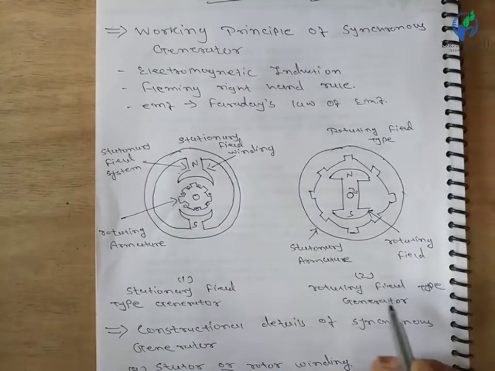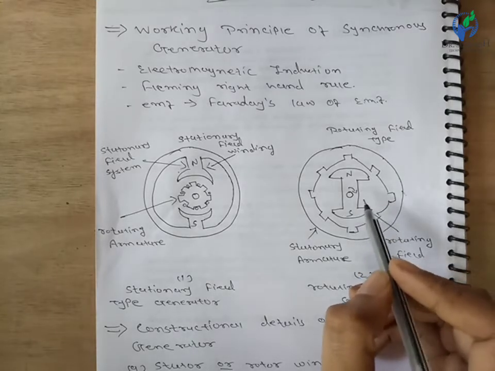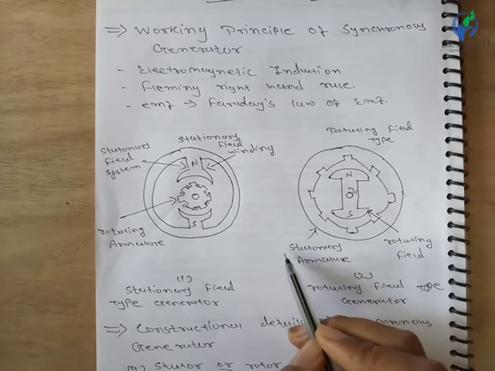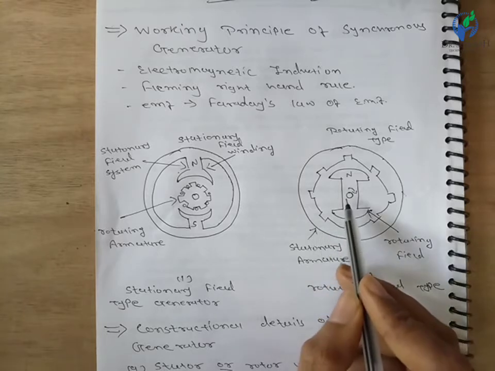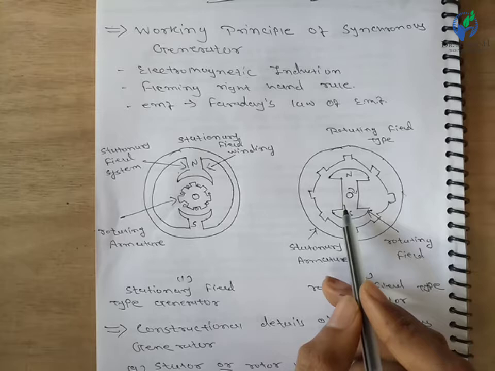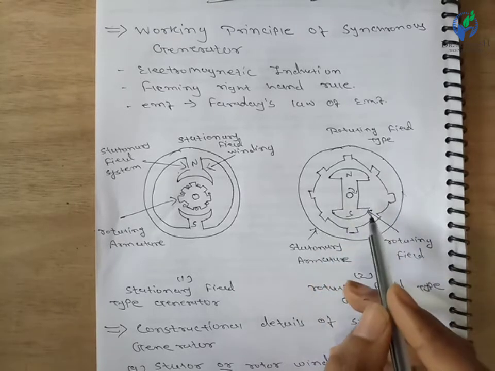The rotating field type generator is shown in this figure. Here is the stationary armature, the stationary parts, and this part is known as the rotating pole. It rotates in the clockwise direction.